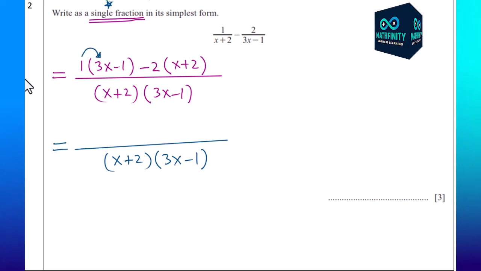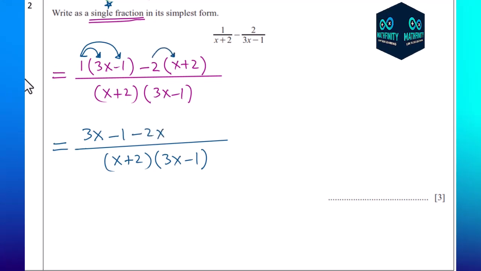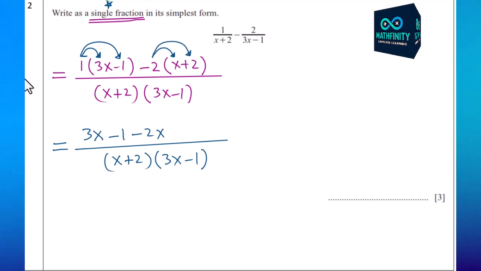1 I will multiply with 3x. It will be 3x. Now the same 1 I will multiply with the negative 1, so it will be negative 1. Now we have to multiply negative 2 with this one, so it will be negative 2x. And the negative 2, when we multiply with positive 2, it will become negative 4.